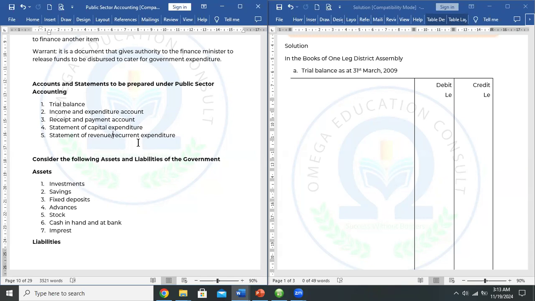Okay. You can as well be asked to prepare receipt and payment account, which act as the cash book of the government. So the receipts will be debited and all the payment will be credited. Okay. As you know, the popular aspect of the double entry, debit the receiver, credit the giver. So debit receipt, credit payment. It makes sense in that regard. And then finally, you could be asked to prepare a statement of capital expenditure and statement of revenue or recurrent expenditure.